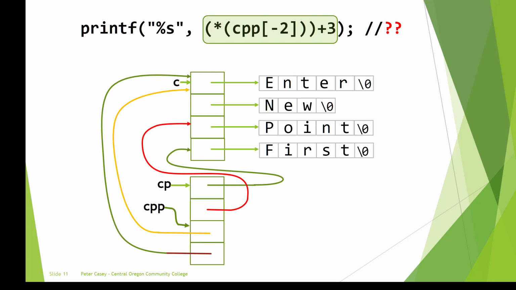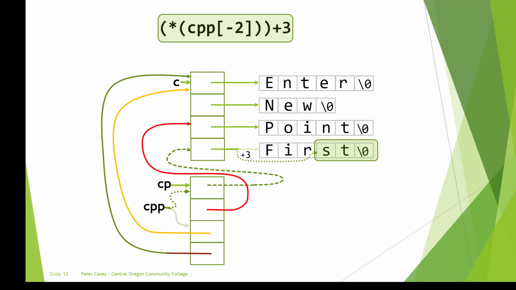So if I look at CPP and I think offset -2, well, you can see where CPP is pointing right now. And if I go back 2, essentially I'll be pointing at the same thing CP is pointing at. And then I dereference that, and it comes around, and it's pointing at the last element in C, of course, following that green arrow. Then I do a +3 on that, and it moves me to an offset of 3 in that array of the letters first. Okay? Think about that one. Let's take a look at that solution.